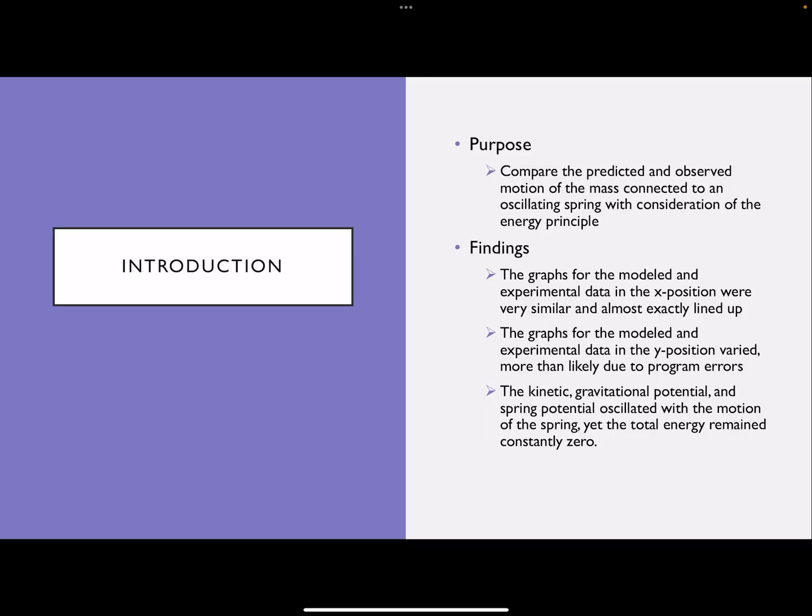Within this lab, our purpose was to compare the predicted and observed motion of the mass connected to its oscillating spring with consideration of the energy principle. And we were just trying to make some graphs to analyze the motion and the energy.